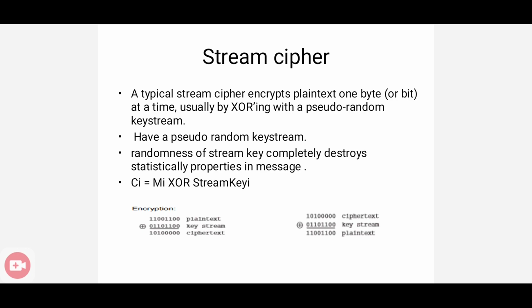We have a plain text and a key stream, that is the key. This key stream is generated by the pseudo random number generator function. Using the plain text and key stream, we perform XOR operations to get the cipher text. In the decryption procedure, you have the cipher text, you take the same key stream, then perform the XOR operation, producing the original message or the plain text.